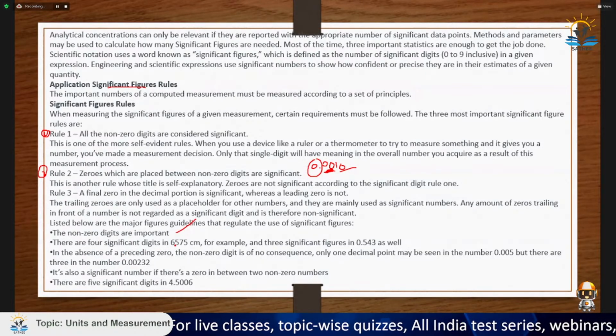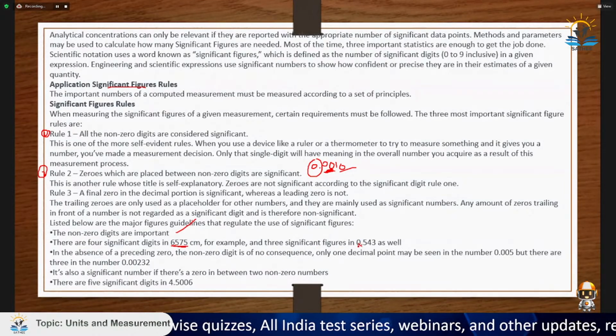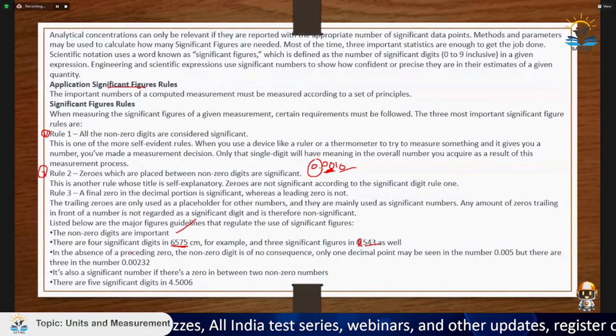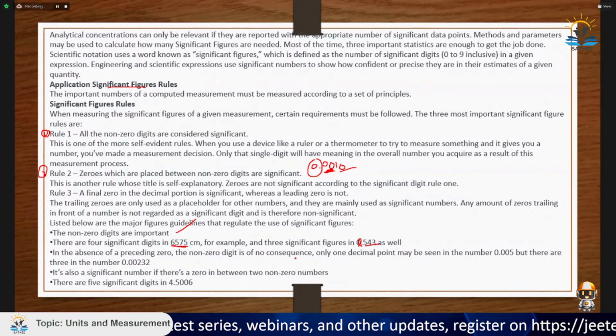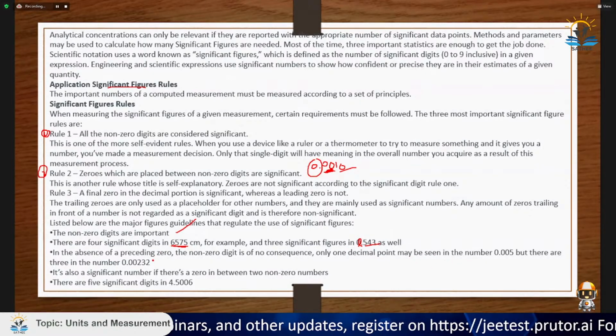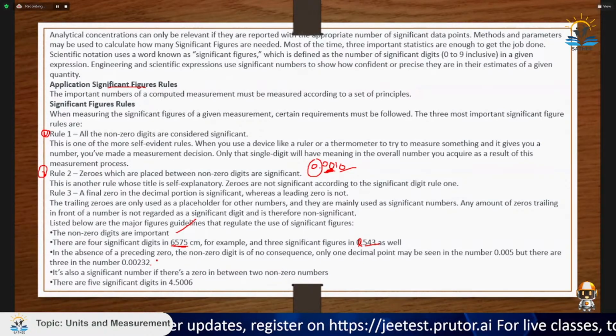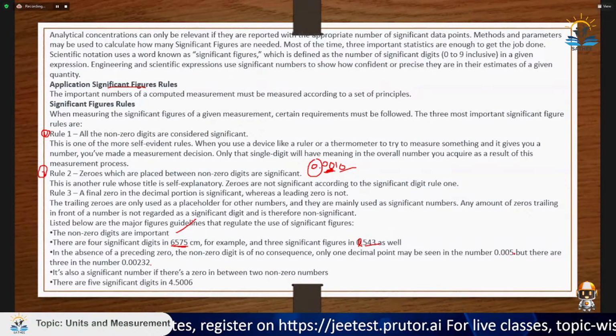There are four significant figures in this one because all four are non-zero numbers. And there are three significant figures in this because the zero is disregarded, as I told you. So only three significant figures are there. Then, in the absence of any preceding zero, the non-zero digit is of no consequence. Only one decimal point may be seen in the number listing, but there are three in the other number listing. So what I'm basically saying is here only three are significant and here only one is significant.